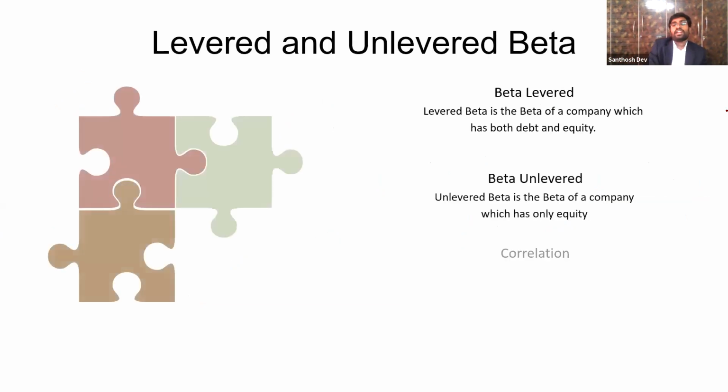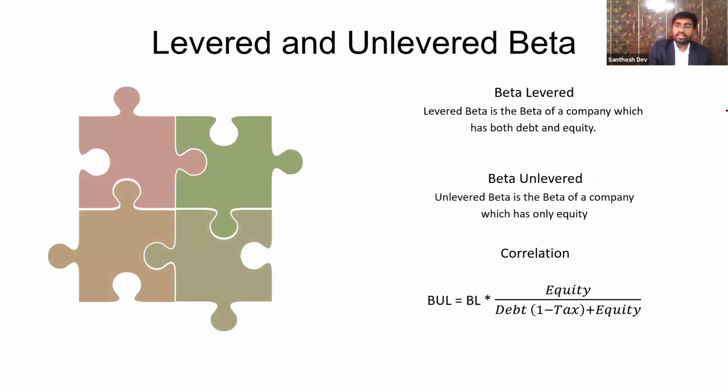Now, levered and unlevered beta. Levered beta is the beta of a company which has both debt and equity. Unlevered beta, I have oversimplified things here. I'll try to put it back into context. When I'm saying a company with debt and equity, and a company which has only equity, when I'm saying unlevered beta, it is the beta of the business. What is the beta of that particular business is called the unlevered beta.